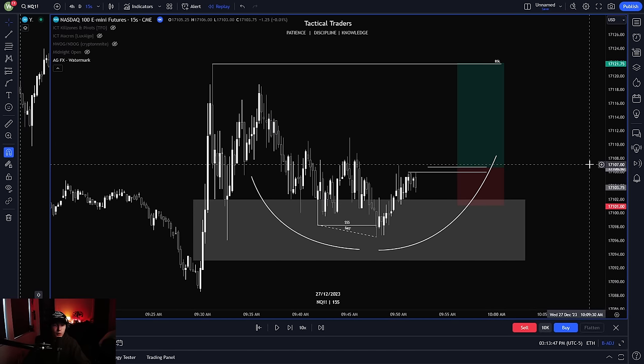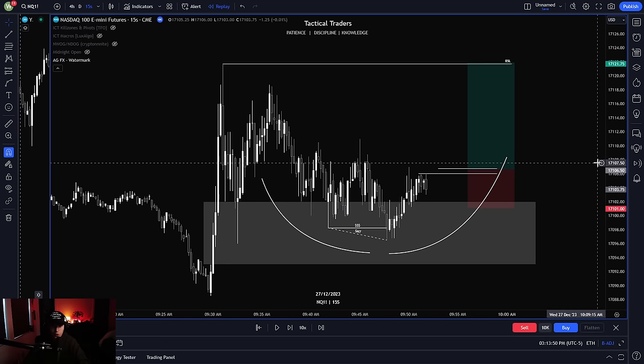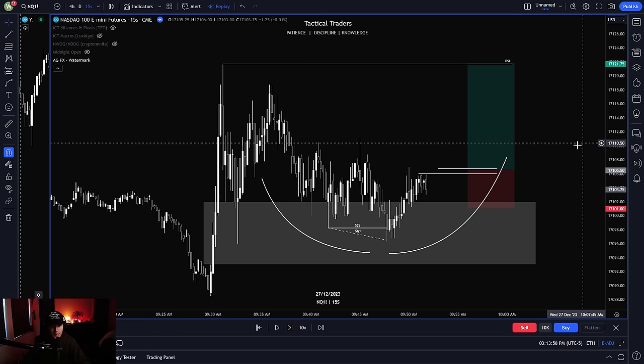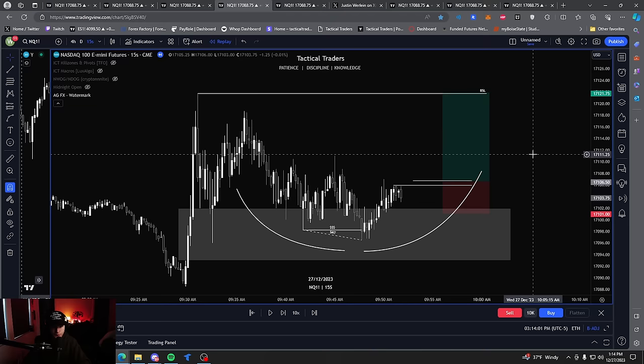Same thing if I'm looking for a sell model. If I'm looking for a sell model, the highest probability for me to trade intraday, 15 minute, 1 hour, whatever it is, is if the external draw is also lower, okay? That's the first thing I want to talk about. This is the first example.